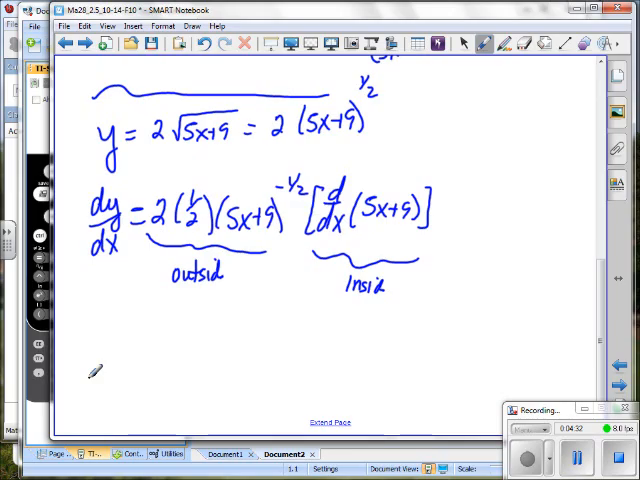Now we should get back to the very same answer we got before. What's 2 times 1/2? Just 1. So there's my 5x plus 9 to the negative 1/2. What's the derivative of 5x plus 9? We have just 5 there, because it'd be 5 plus 0. Is that the same thing we got before?